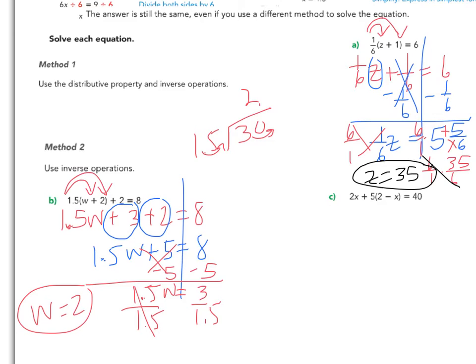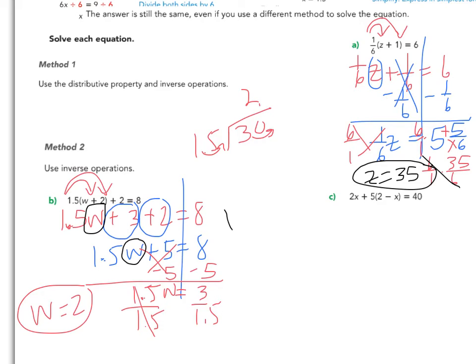Okay, so the first one, 1.5 times W is 1.5W. 1.5 times 2 is 3. And bring down the plus 2 equals 8. Now, I draw my line and I want to circle my variable, which we can, but I notice I had a 3 and a 2 that are like terms that we can combine. We talked about combining like terms today in class. So positive 3 and positive 2 make positive 5. So I have 1.5W plus 5 equals 8.